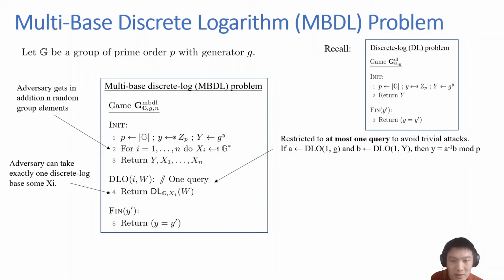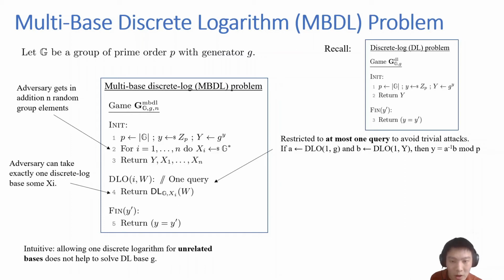Crucially, the one-query restriction on the discrete log oracle is crucial. If the adversary can make two queries to this oracle, then it can find the discrete log of Y base g trivially, by simply relating two calls of the discrete log oracle, say first on the base g and then on the target point Y, but base X1.